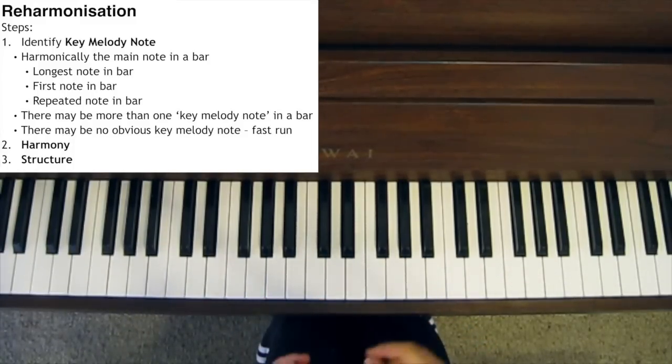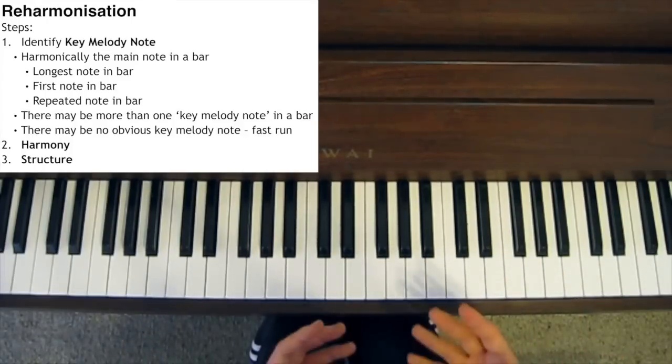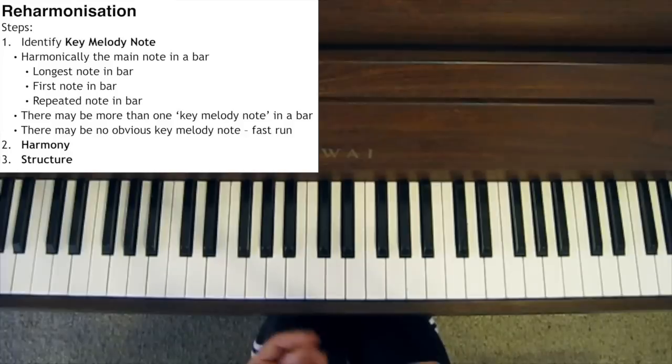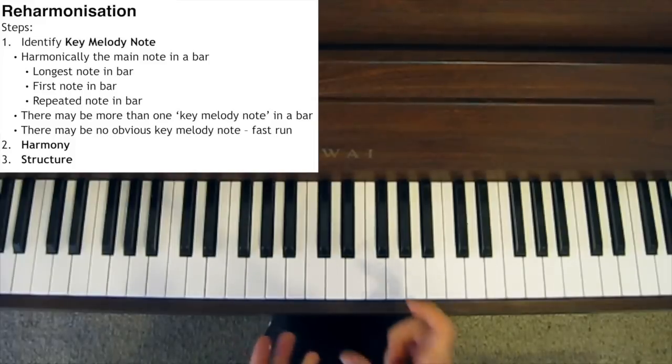Now the first step of reharmonizing a song is taking that song and going through bar by bar and finding the key melody note of each bar. The key melody note is harmonically the main note or the most important note in a bar, with all the other notes assumed to be or treated as passing notes, so notes that aren't harmonically important. Choosing the key melody note is largely subjective, but the types of things you should be looking for are the longest note in the bar, the first note in the bar, and any repeated notes in the bar.